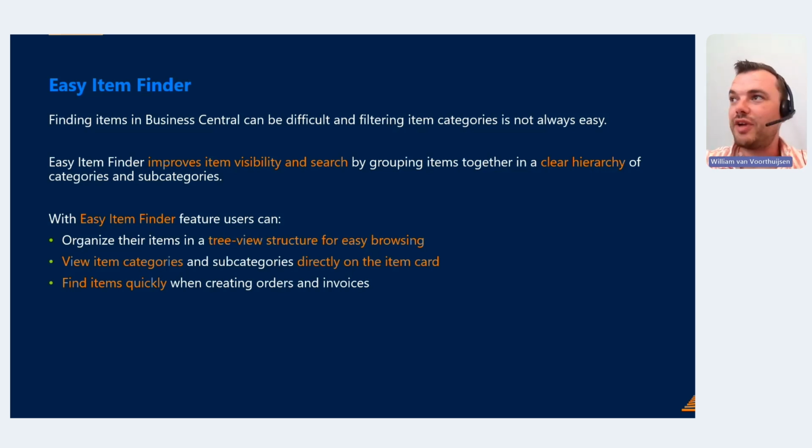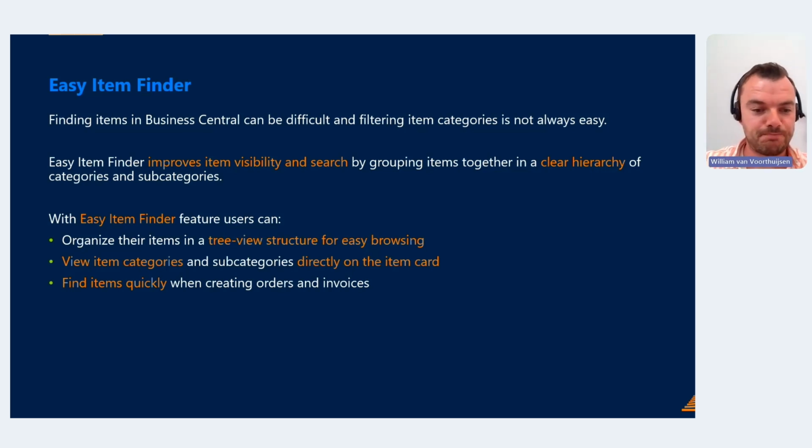And we have made that available not only on the item card, but also on, for example, sales documents. If you need to fill in items on the list, we've made it easier by selecting categories first and then finding the items you need quickly. And of course, I'm going to show that live in a minute.